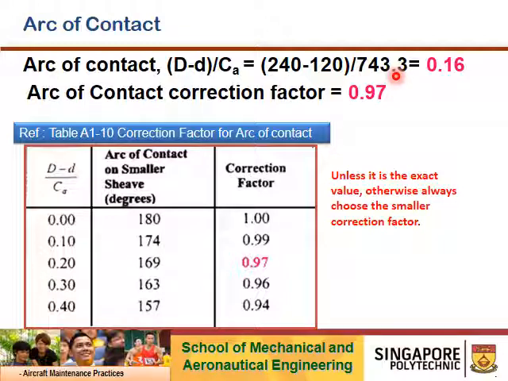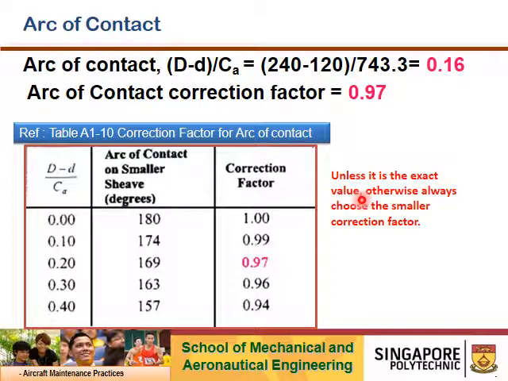And what is the CA? CA is the actual center distance you calculated, which is 743.33. So you realize that these three factors will affect your angle of the belt at arc of contact. When you punch in the numbers, you will get 0.16. Following the column downwards, 0.16 falls in between 0.1 and 0.2.